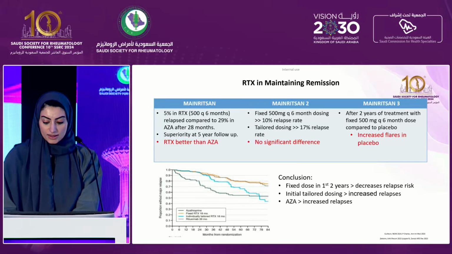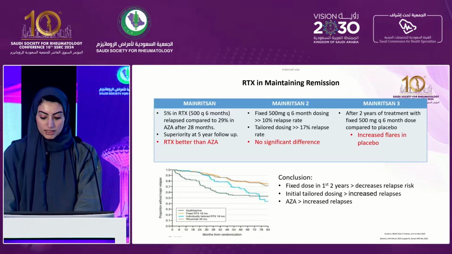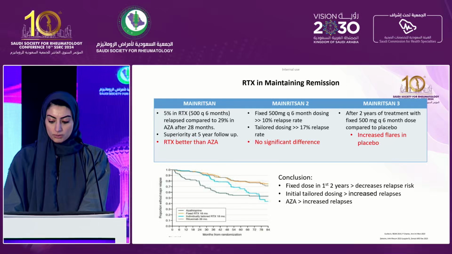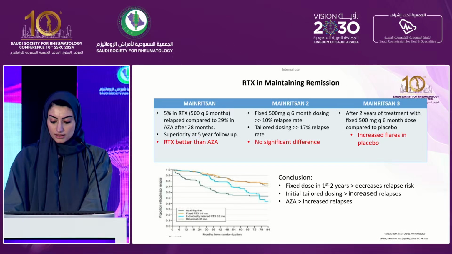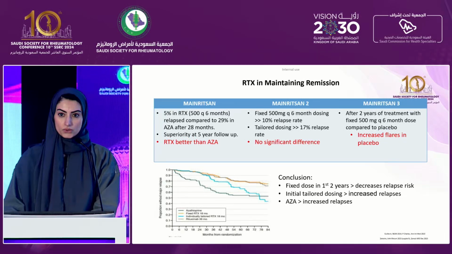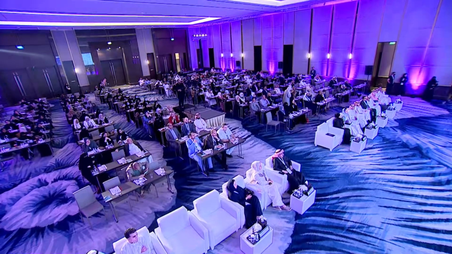It concluded that there is a slight but insignificant decrease in the relapse rate compared to the fixed group of rituximab. Whereas in MAINRITZEN-3, they compared patients on rituximab fixed dose with those on placebo for 2 years, and there was a significant increase in disease flares in the placebo group, and all of those patients received an induction therapy prior to that, of course.